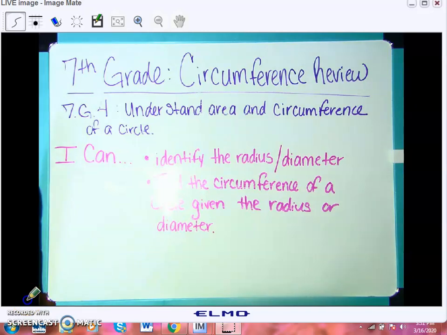In this particular video, we're going to be reviewing the 7th grade geometry standard, 7.G4, which covers understanding the area and circumference of a circle. Today's lesson is going to be circumference review.